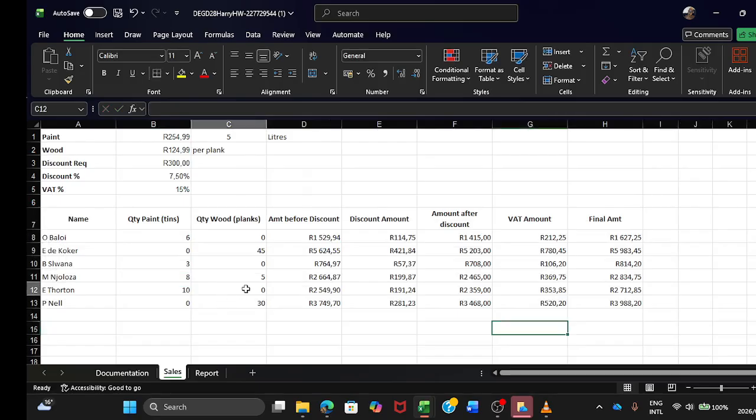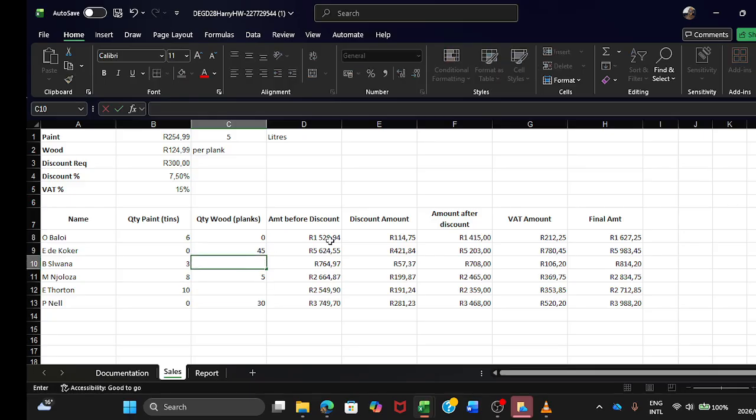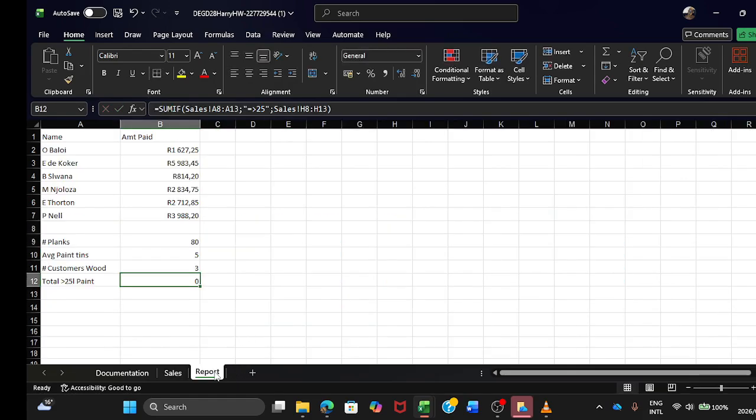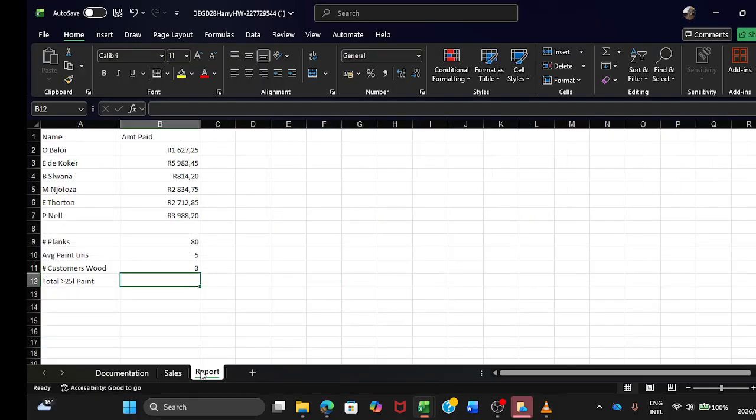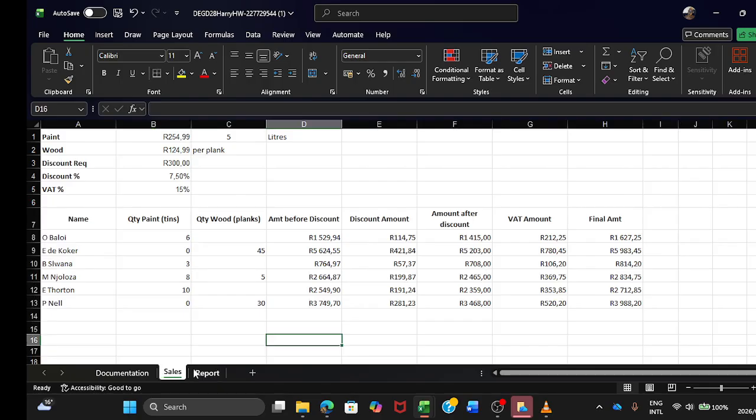So since here is 0, here is 0, it's not going to change anything, right? If we're using count A, it was going to give me 3, because there's nothing. But now my concern is here, SUMIF is greater than 25 paint. Okay. Oh yes, I think I know where my mistake is here.